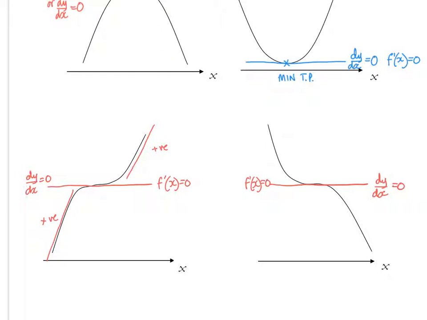So if the gradient doesn't actually change before and after the stationary point, what we've got is something that's called points of inflection. So this one here, if we look at the gradient just before the turning point and just after, we will see that we have a negative gradient and a negative gradient as well. And these are called points of inflection.